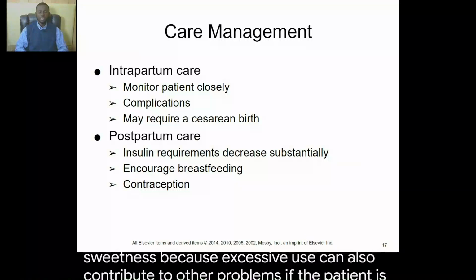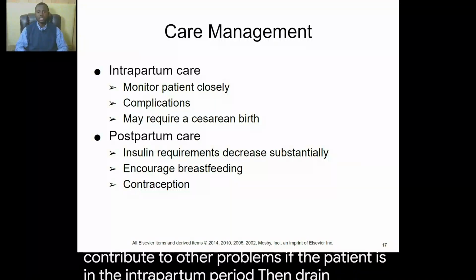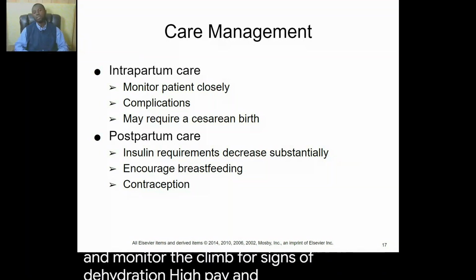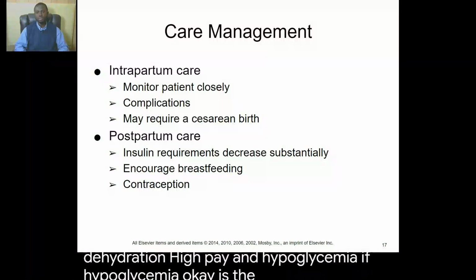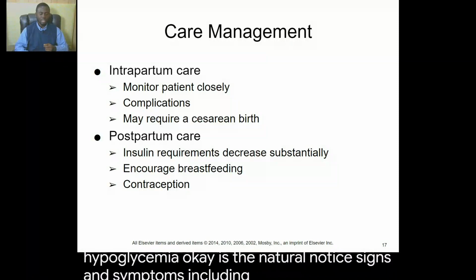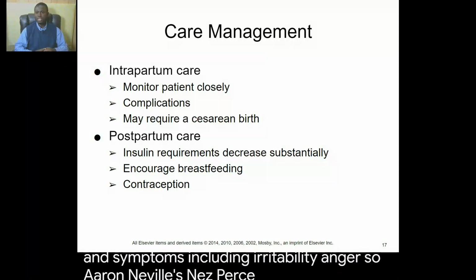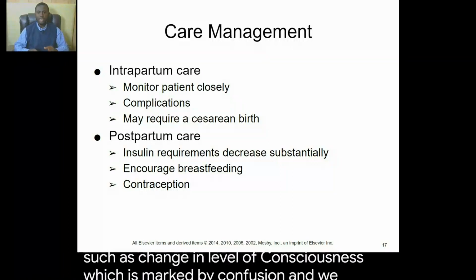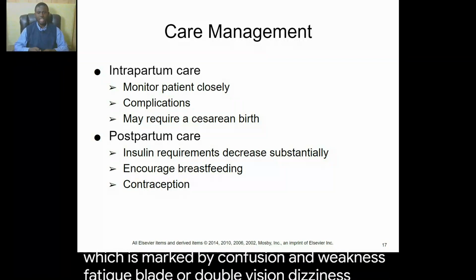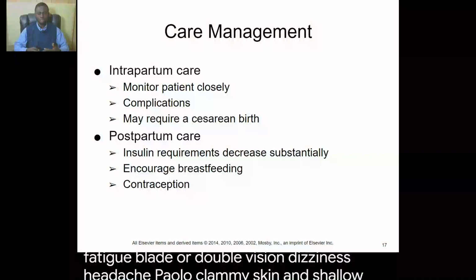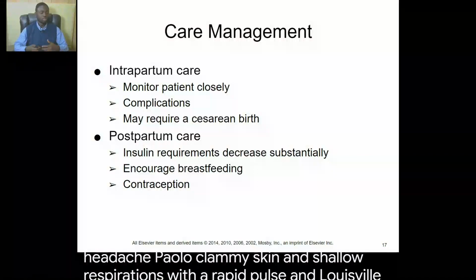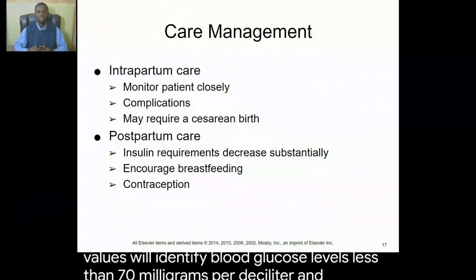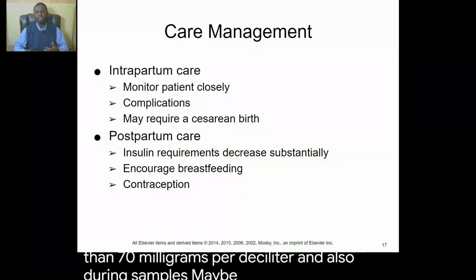If the patient is in the intrapartum period, the nurse should assess and monitor the client for signs of dehydration, hyper and hypoglycemia. If hypoglycemia occurs, the nurse will notice signs and symptoms including irritability, hunger, sweating, nervousness, personality changes, such as a change in level of consciousness, which is marked by confusion, weakness, fatigue, blurred or double vision, dizziness, headache, pallor, clammy skin, and shallow respirations with a rapid pulse. Lab values will identify blood glucose levels less than 70 milligrams per deciliter, and urine samples may be negative for sugar and acetone.